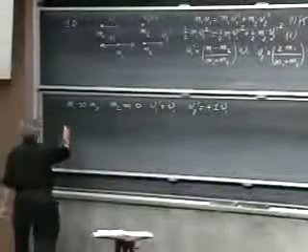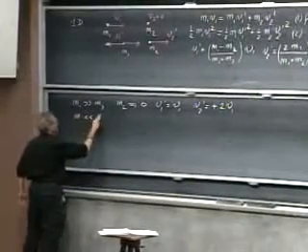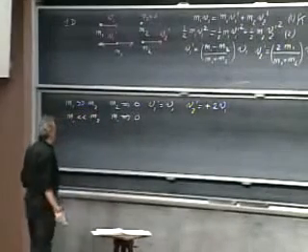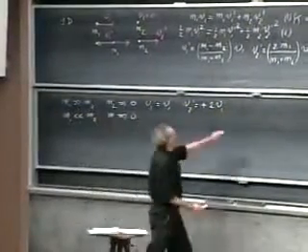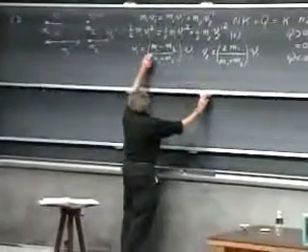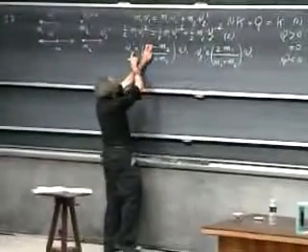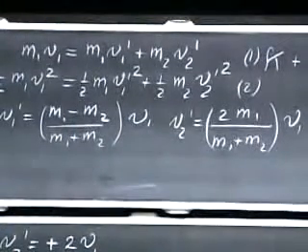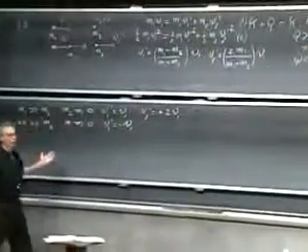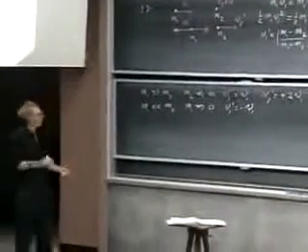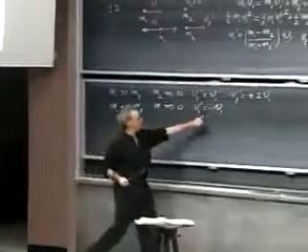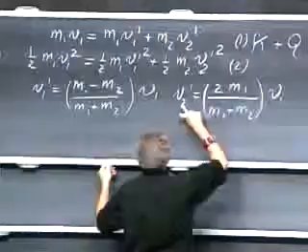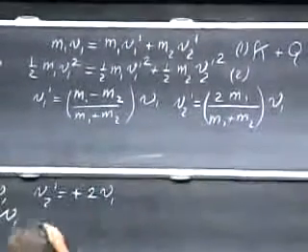Now let's take a case whereby M1 is much, much less than M2. In other words, in the limiting case, M1 goes to 0. We substitute that in here. So M1 goes to 0, so this is 0. And so you see V1 prime equals minus V1. Completely obvious. The ping pong ball bounces off the bowling ball, and it just bounces back. And this is what you see. And the bowling ball doesn't do anything because M1 goes to 0, so V2 prime goes to 0.